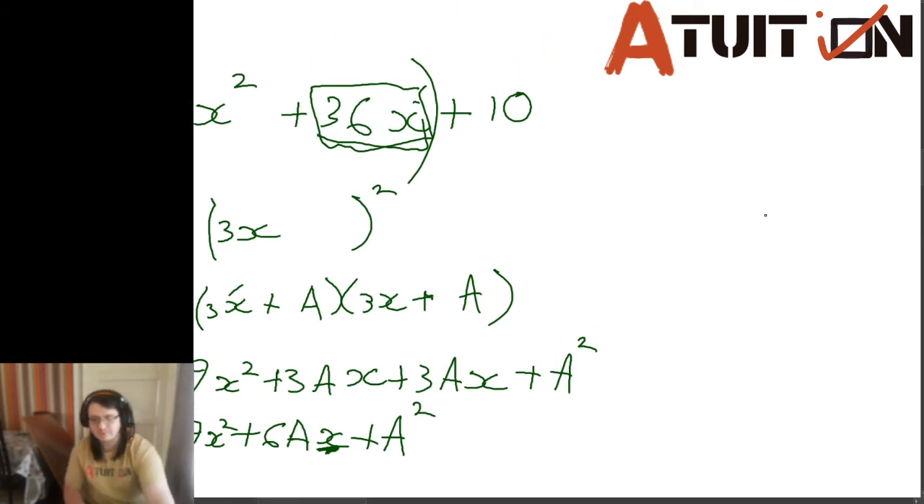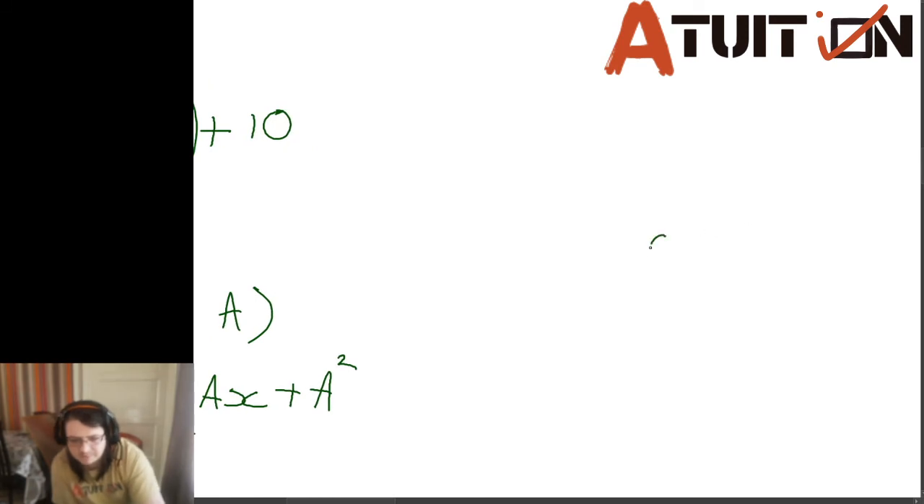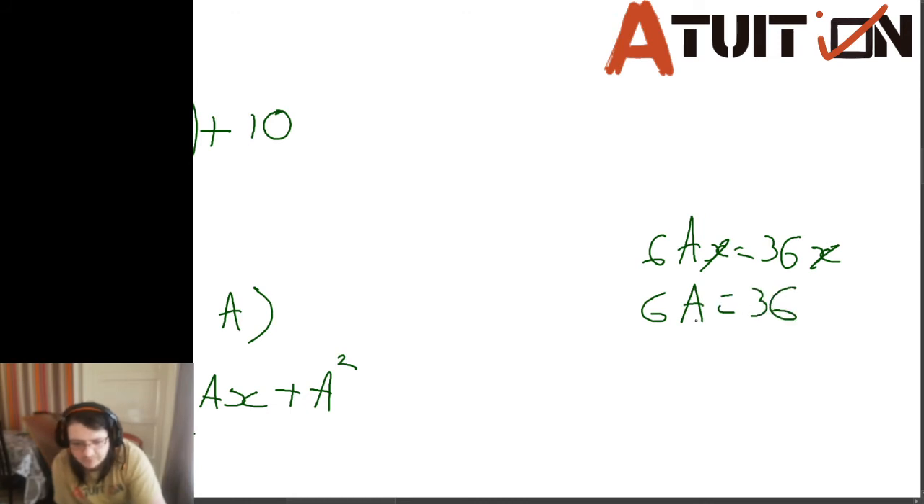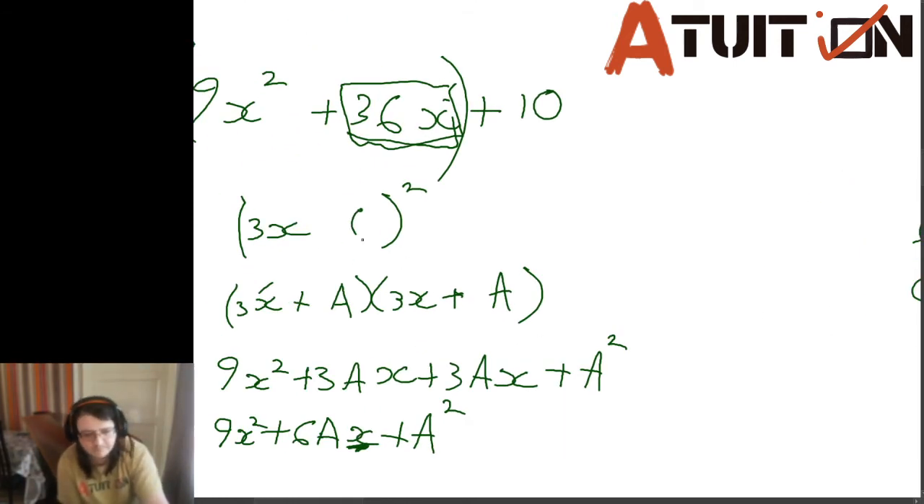So if we put that over here, 6ax is equal to the 36x. If we divide both sides by the x, they can cancel out. So we get 6a equals 36. And then if we divide both sides by 6, we get a equals 6. So this number is just 6.